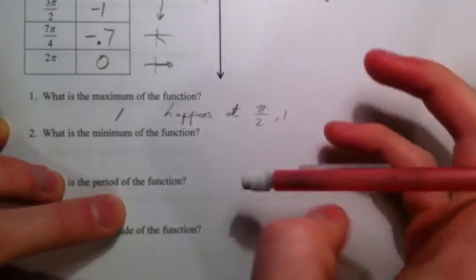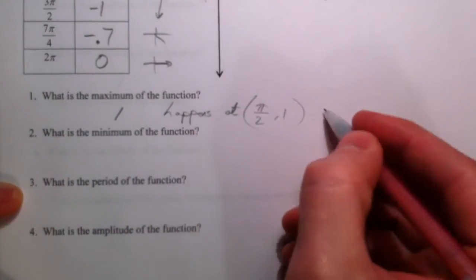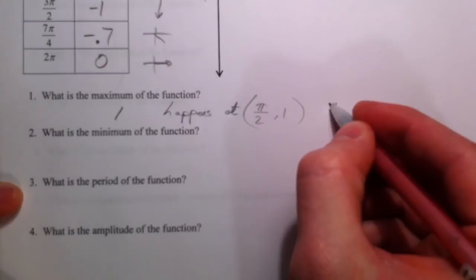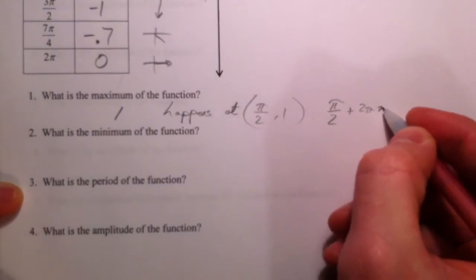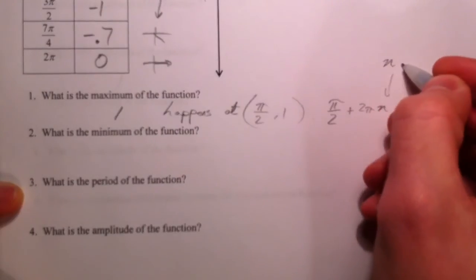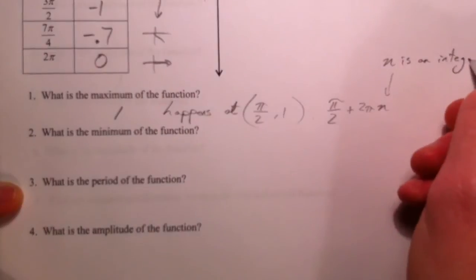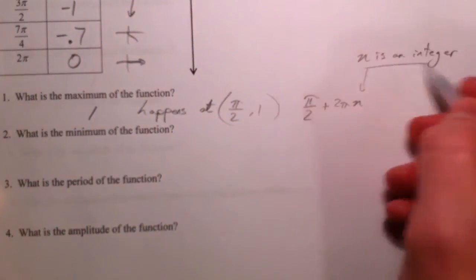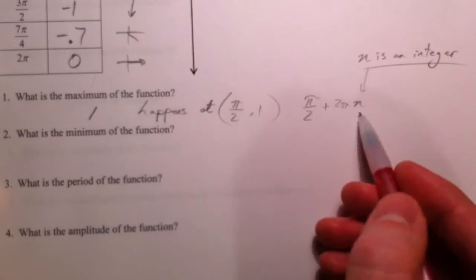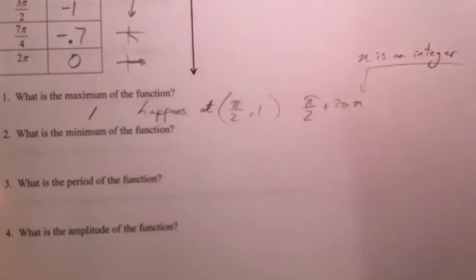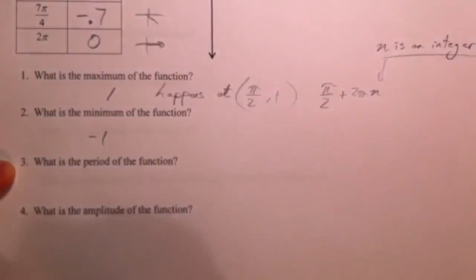And then every 2 pi. So you could say pi over 2 plus some 2 pi n, where n is an integer. So this is important because the maximums continue to happen. Happen at pi over 2 the first time, and then after another 2 pi, after another 2 pi, repeatedly. The minimum of the function is negative 1.